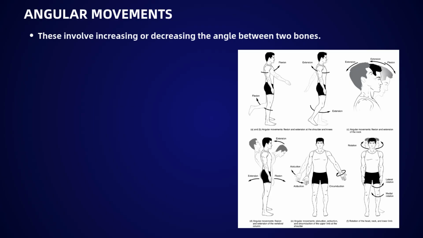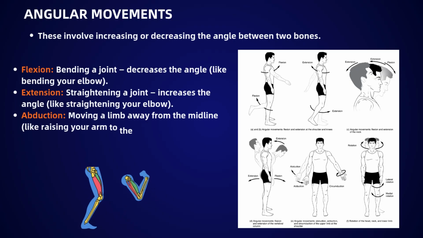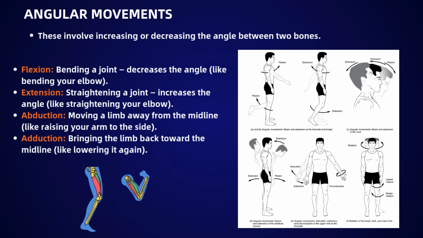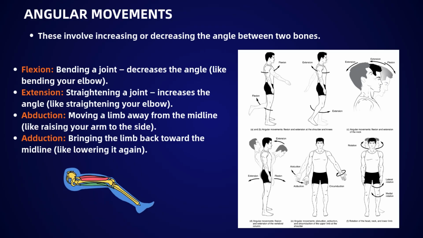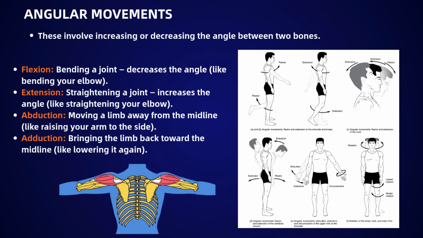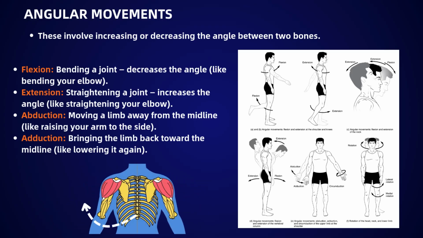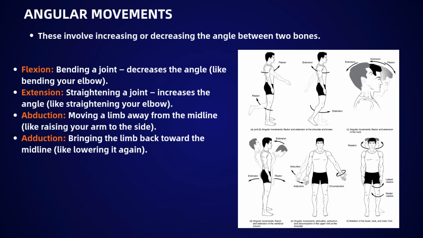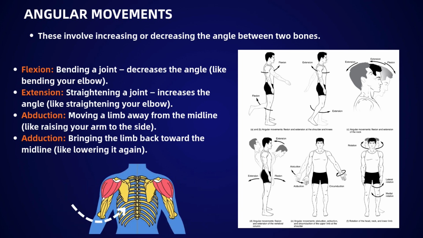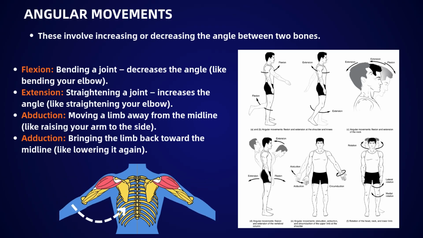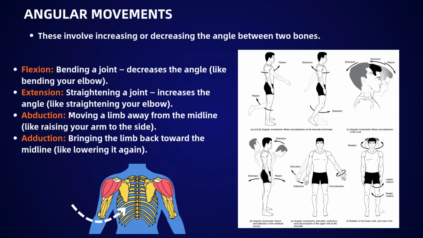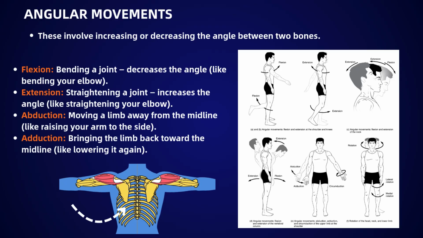There are some terms in the angular movement. First one, flexion, which is bending a joint, decreases the angle, like bending your elbow. Extension, straightening a joint, increases the angle, like straightening your elbow. This is 180 degrees. Abduction means moving a limb away from the midline, like raising your arm to the side. Whereas adduction is bringing the limb back towards the midline, like lowering it again. Tip to remember here: abduction means away, adduction means adding back to the body.